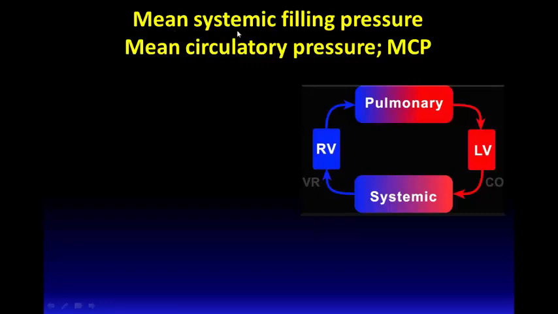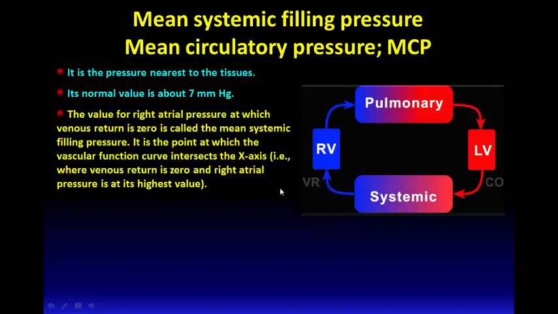This is the mean systemic filling pressure, which is also known physiologically as the mean circulatory pressure, or MCP. This is the venous pressure nearest to the tissues. Its normal value is about 7 millimeters of mercury. It's difficult to measure this pressure directly, however, we determine it indirectly. The value for the right atrial pressure at which venous return is 0 is called the mean systemic filling pressure.